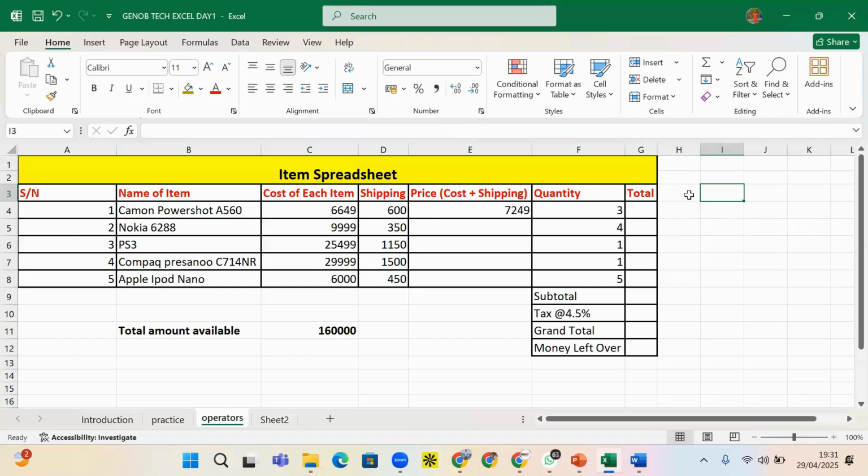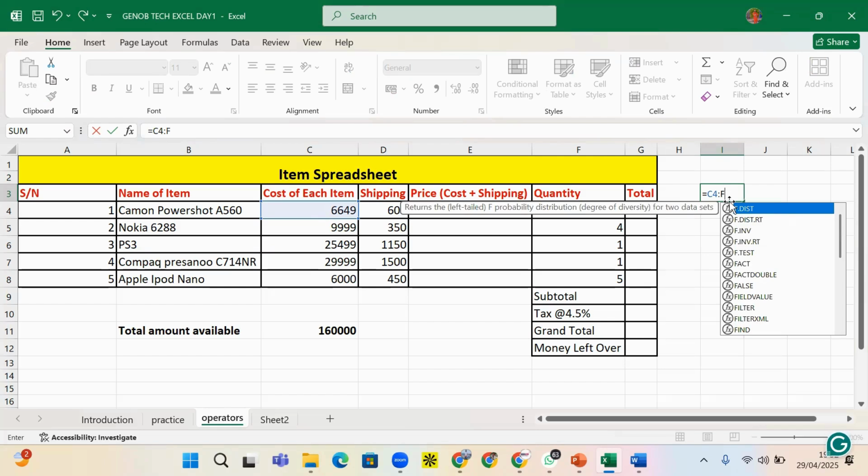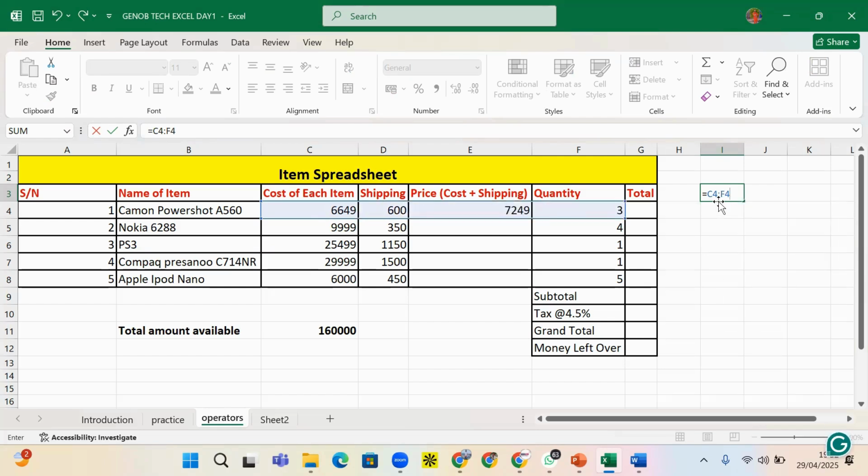Where ranges are very important in Excel is where we are trying to combine so many cells. Instead of calling them one by one, as we did here, C4 plus C4 plus D4, if I want to calculate from C4 to F4, I can just say equal to C4, colon, F4. But this is very funny because Excel will not know what kind of operation I want to perform.